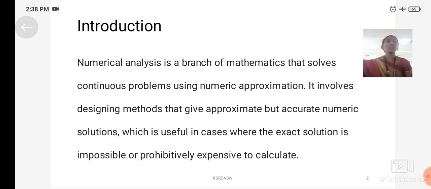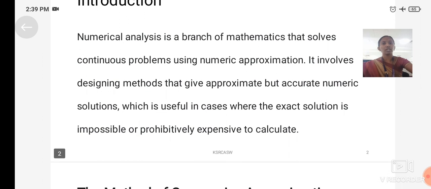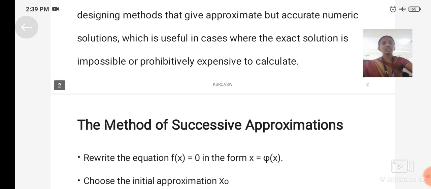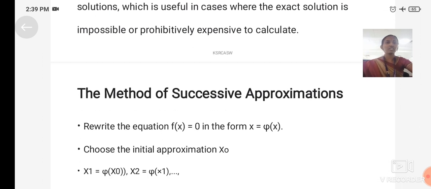In this module, we are going to learn three types of numerical methods. First one is solution of algebraic equation. Second one is numerical integration. Third one is numerical differentiation. Now we are going to see the solution of algebraic equation by the method of successive approximation.